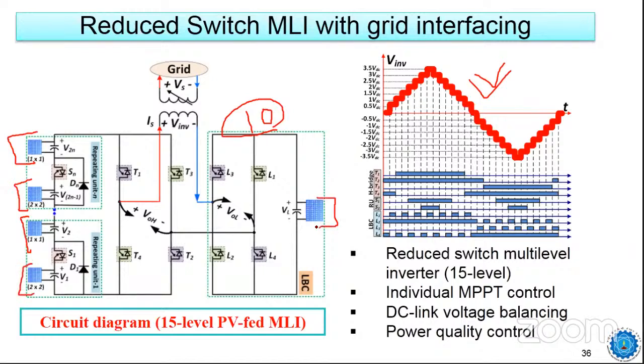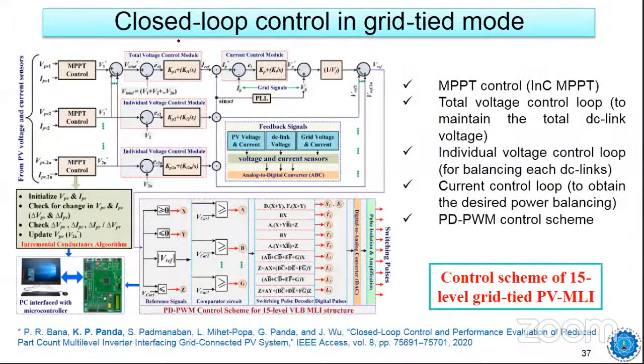When you connect a number of PV panels like this, the problem is maintaining individual DC link voltage control, MPPT control, and power quality control. For that reason, we have developed a closed loop controller. In this closed loop control, we have developed the total voltage control, individual DC link voltage control, current controller, and individual MPPT controller. So all these things are required.